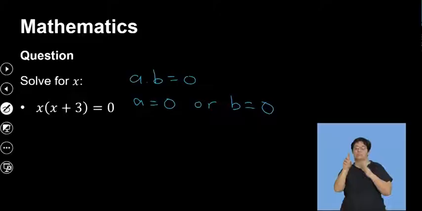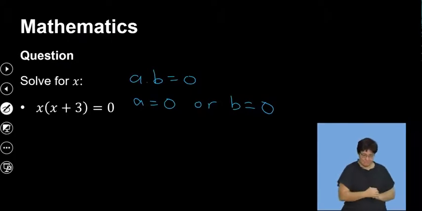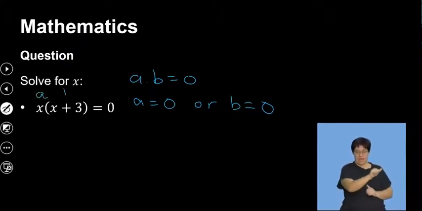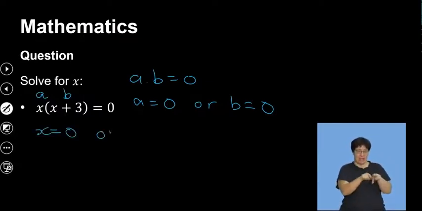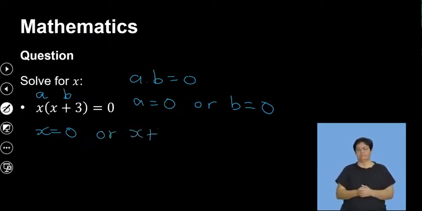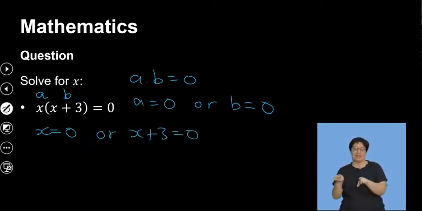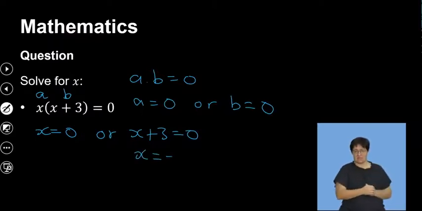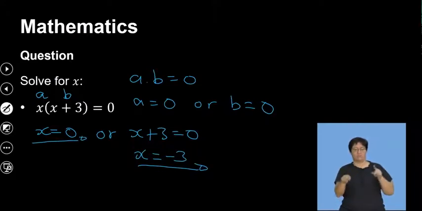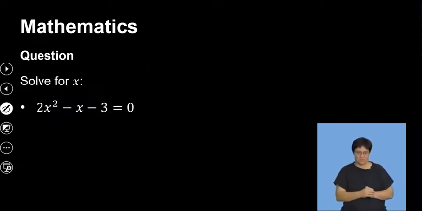For now, let's just solve this one. So my a here will be the x, then my b will be the whole of x plus 3. So it means it will be x is equal to 0 or x plus 3 equal to 0. And then you know to solve for x means that x must be the subject of the formula. It makes it x equal to minus 3. And those will be my two solutions, x equal to 0 or x equal to negative 3.